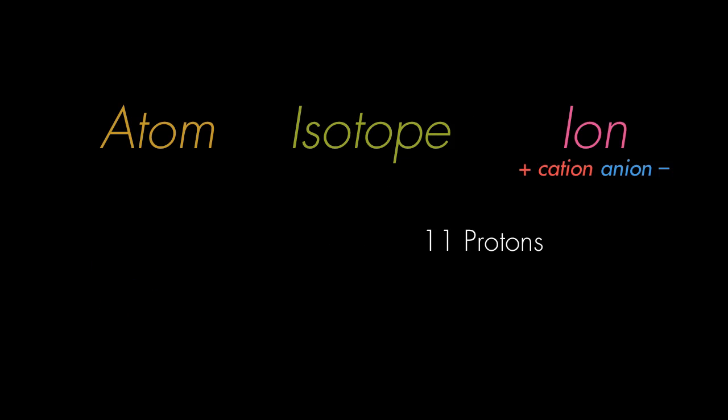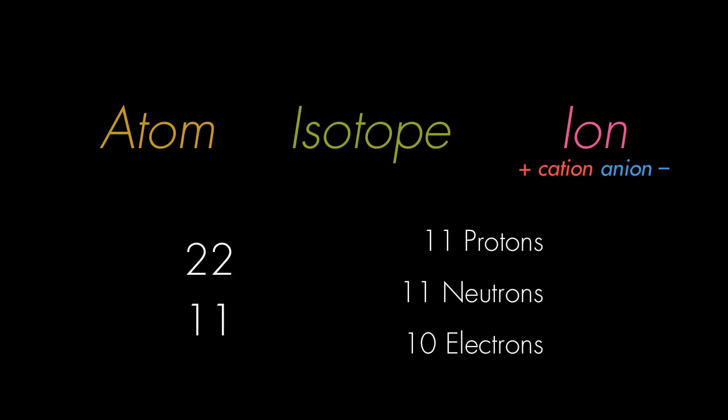If we have 11 protons and 11 neutrons and 10 electrons, what do we have? Obviously a mass number of 22 and an atomic number of 11, which is sodium. But we have a 1 plus charge because we have 1 less negative electron than the 11 positive protons. This makes this species a cation.